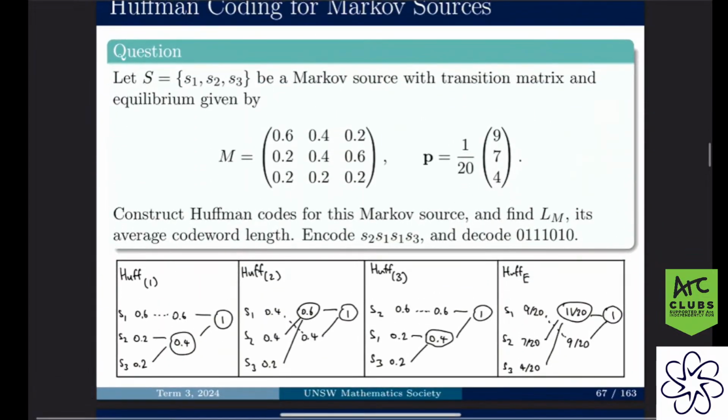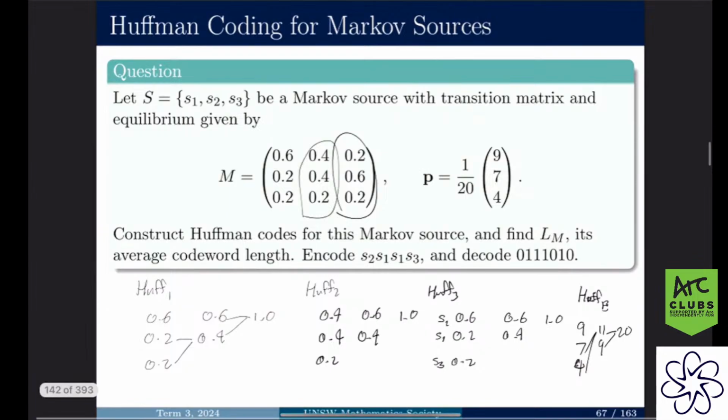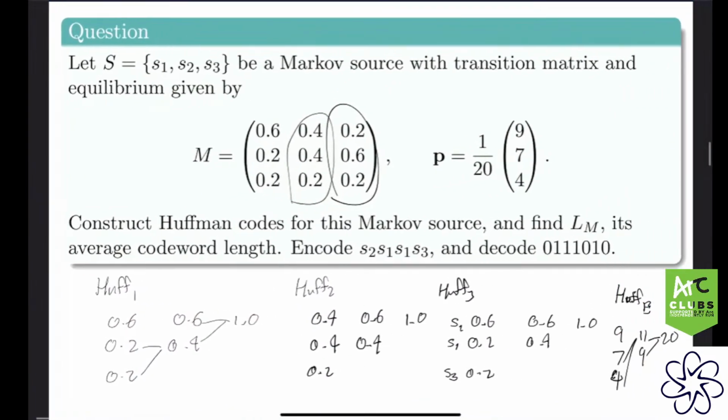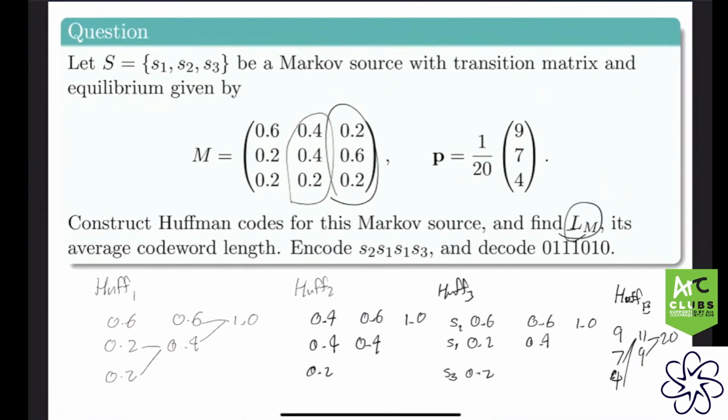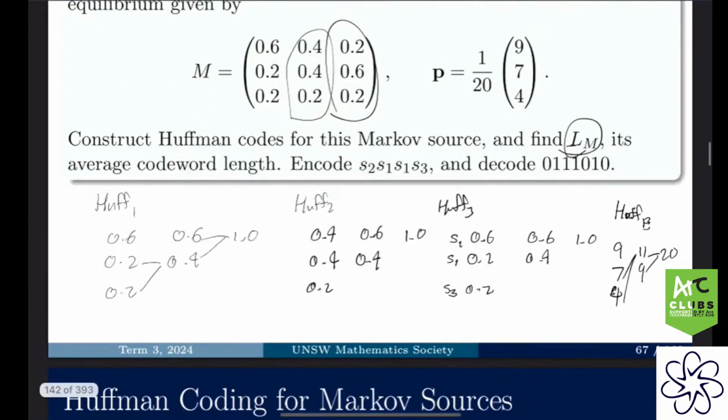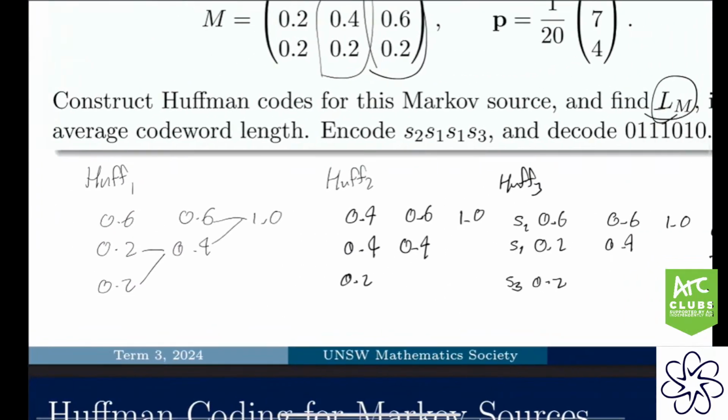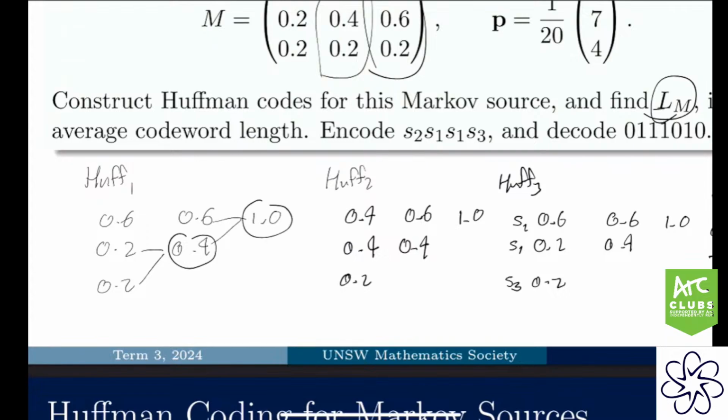And we see the exact thing here. The question here is asking for us to find the length of the Markov source. So the way we're going to do that is, well, we have Knuth's lemma, which was stating that we can just sum up these circled probabilities.